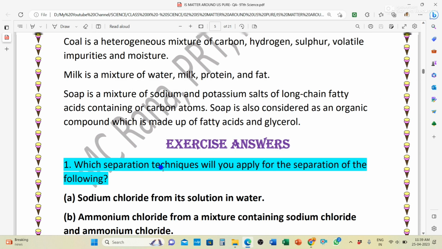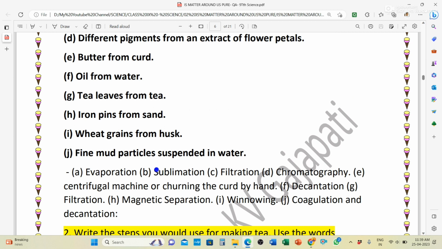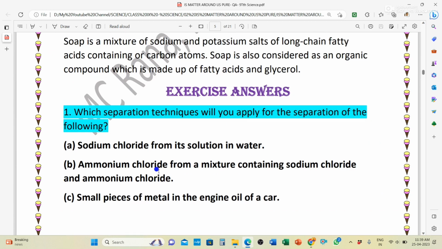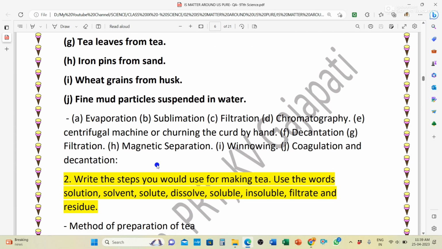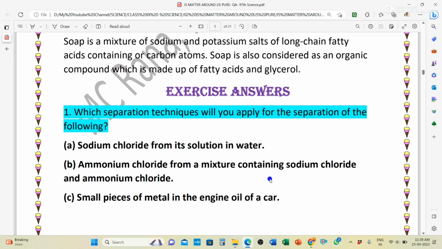So first of all, sodium chloride from its solution in water. To separate this, we can use the evaporation method. If you evaporate, then the water will evaporate and sodium chloride will be left. Then ammonium chloride from a mixture containing sodium chloride and ammonium chloride. For this we can use the sublimation method because here ammonium chloride is a volatile substance.